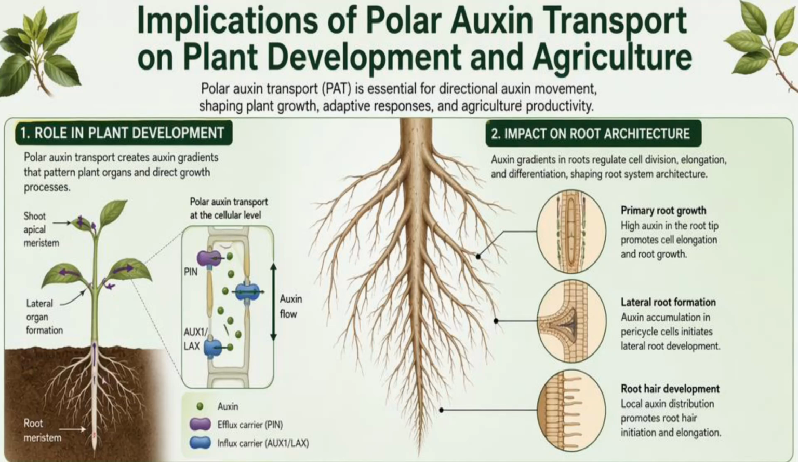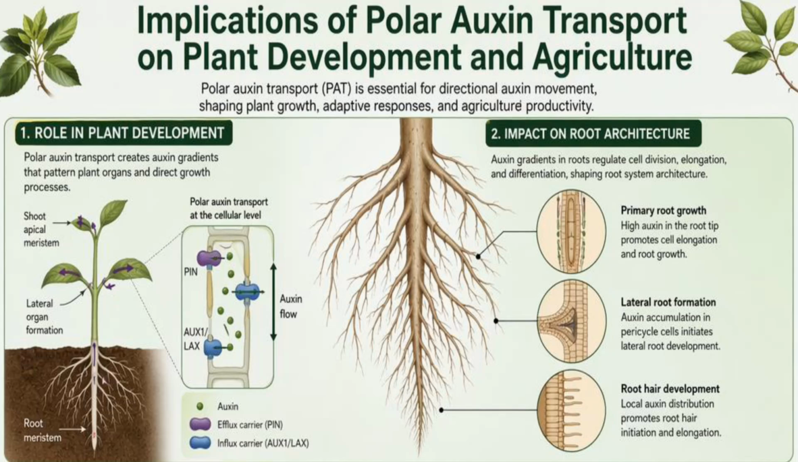Look at Section 1, Role in Plant Development. The diagram on the left shows a whole plant with the shoot apical meristem at the top generating auxin, which flows downward through the vascular tissue to the root. Along the way, auxin is redistributed laterally to initiate lateral organ formation: leaves, branches, and lateral roots. At the root level, the root meristem at the bottom produces its own local auxin, creating the root tip maximum we have discussed. The cellular inset shows PIN and AUX1/LAX proteins working together at the cellular level.